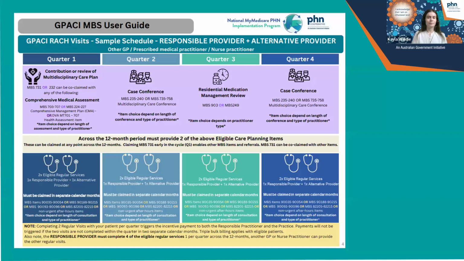Each quarter, there will also need to be 2 eligible regular services delivered. One of these needs to be delivered by the responsible provider, and the other can be delivered by the alternative provider. If you're the only provider at your practice who is participating in the General Practice and Aged Care Incentive and you would like to do both of the visits by yourself, that's okay too. It's important to remember as well that both of these regular service items must be completed in separate calendar months.